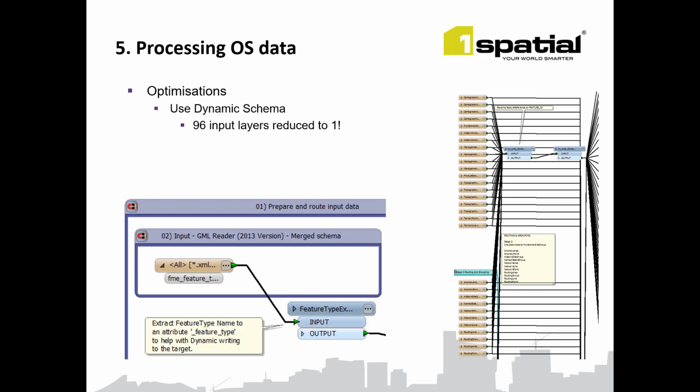So what did we do? What were the key optimizations? Well, firstly, like in the previous example, we could make use of dynamic schema functionality in FME. So we reduced the number of input layers from 96 to 1, so making it a lot easier to maintain.